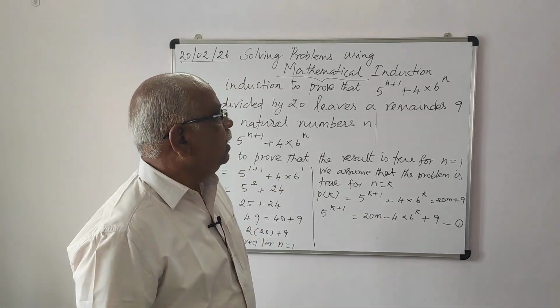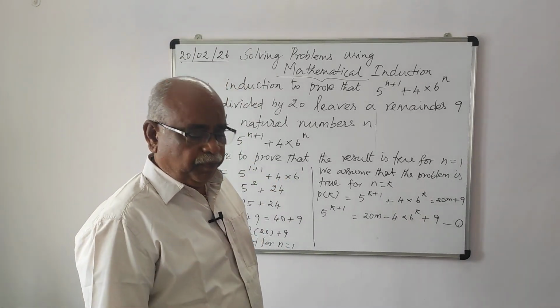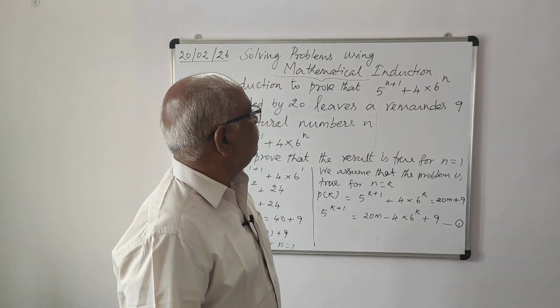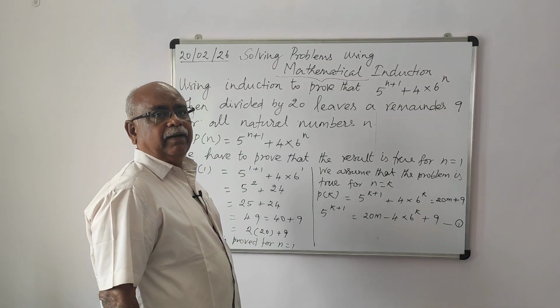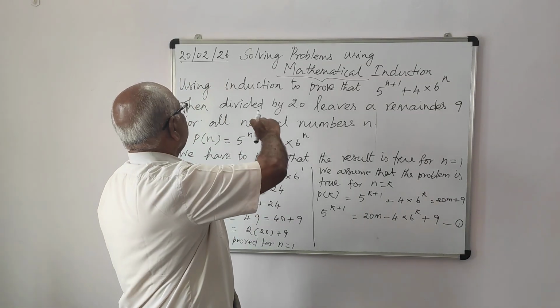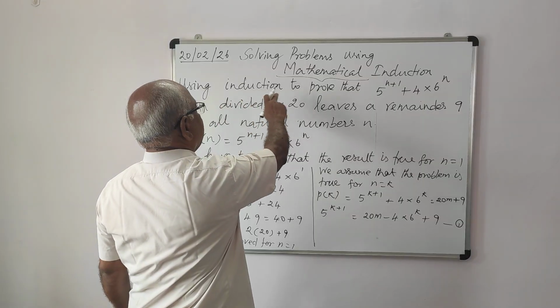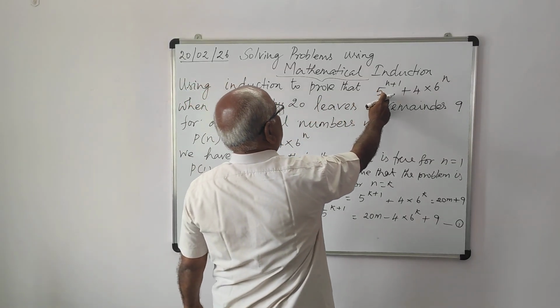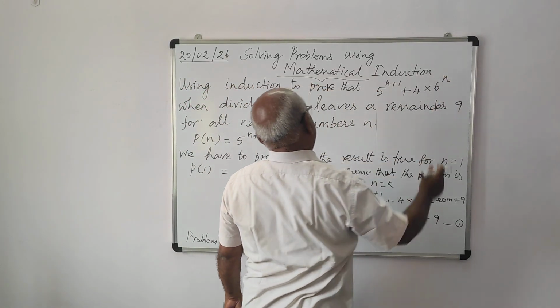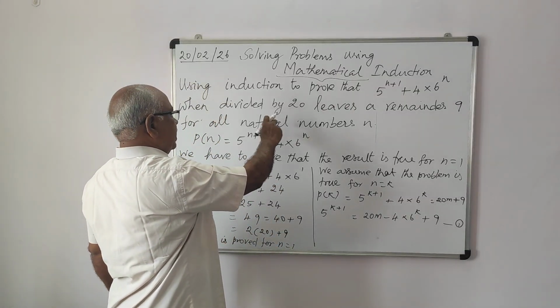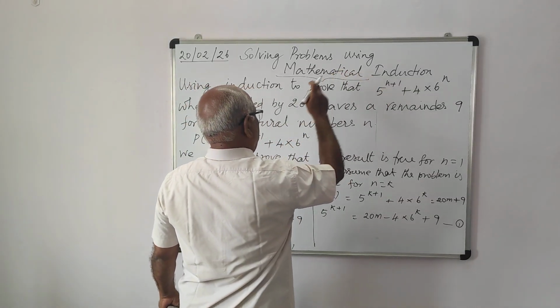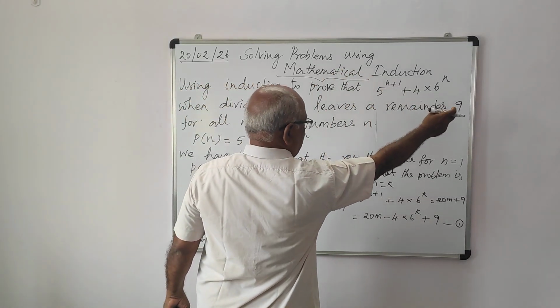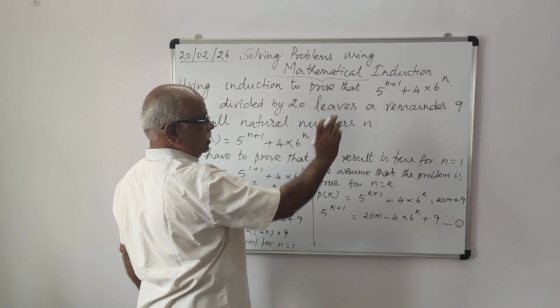My dear students, in this video also we are going to solve one problem in the topic mathematical induction. The problem is: using induction, prove that 5 power n plus 1 plus 4 into 6 power n, when divided by 20, leaves a remainder 9 for all natural numbers n.